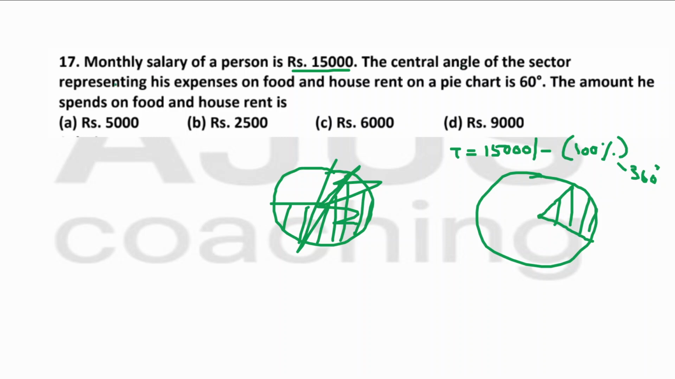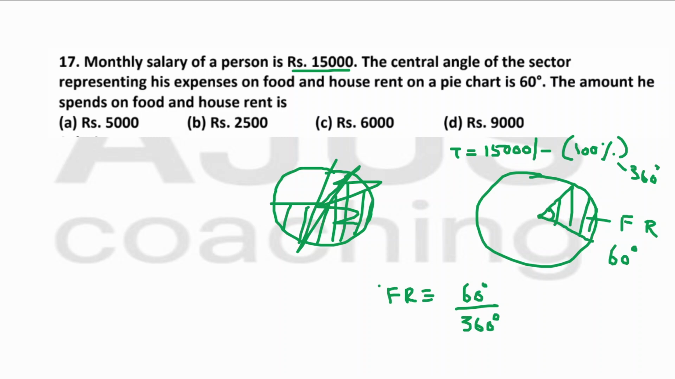The central angle of the sector representing his expense on food and, so this is only food and rent. Food and rent on the pie chart, this is 60 degrees. Central angle is 60 degrees. The amount he spends on food and house. Okay, so 60 degrees is the amount spent on this one. So the total is 360 degrees. So how much is spent on food and rent? 60 degrees out of 360 degrees is the fraction that is spent on food and rent.